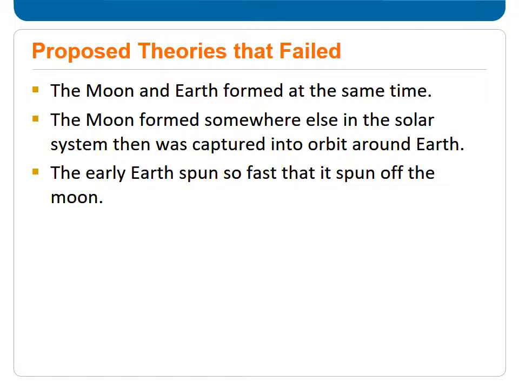A third early idea was that the early Earth spun so fast that it spun off the moon. The moon spun off the Earth during Earth's differentiation. The Pacific Ocean, they thought, was a hole left by the moon. The idea would produce a moon similar to Earth's mantle. The theory failed because the moon could not reach escape velocity, and the total angular momentum would not be conserved. These theories do not explain the observations.